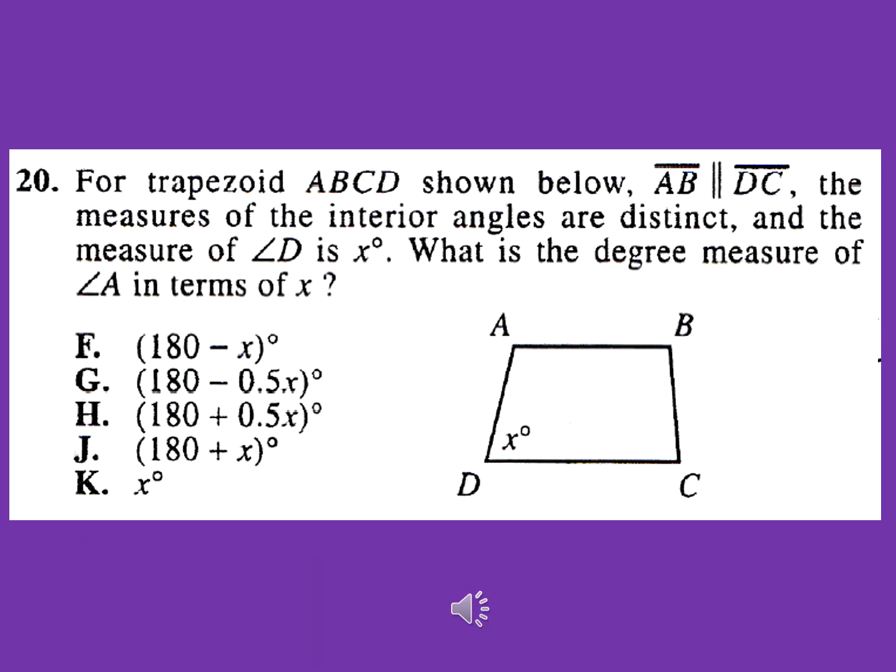And now we have, for trapezoid ABCD shown below, AB is parallel to DC. The measures of the interior angles are distinct, and the measure of angle D is x degrees. It says, what's the measure of angle A in terms of x? It might be 180 minus x, 180 minus 0.5x, 180 plus 0.5x, 180 plus x, or x. All of those might be possibilities.